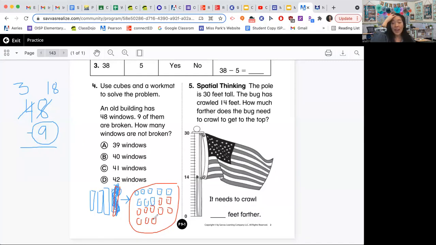We now have 18 ones. We have more than enough now to go to the party. So I'm going to cross out 9 of them. Let's cross out 9 of them. I'm going to use this green. 1, 2, 3, 4, 5, 6, 7, 8, 9. How many do we have left?